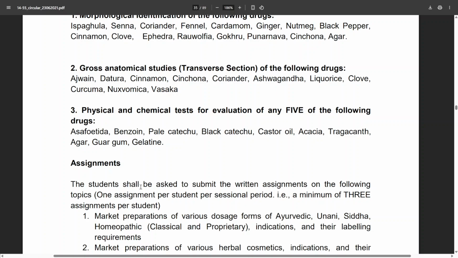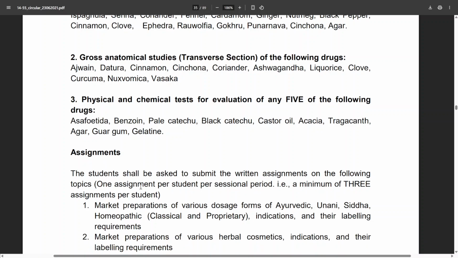Physical and chemical test for evaluation of any 5 of the following drugs: asafoetida, benzoin, pale catechu, black catechu, castor oil, acacia, tragacanth, agar, guar gum, gelatin.